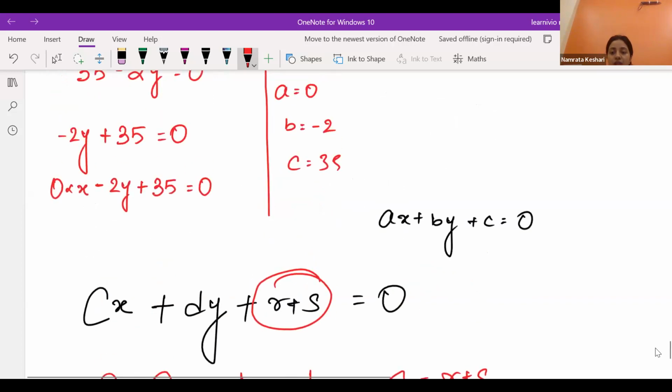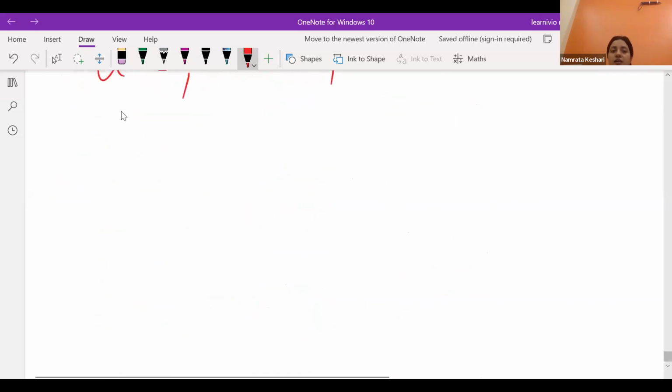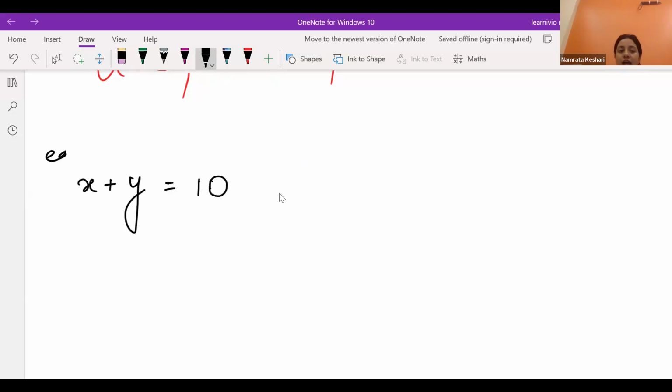So till here we have discussed in the last class. Now today we are going to discuss the solution of linear equation in two variables. Suppose we are having x plus y is equals to 10. Just an example. This is a linear equation in two variables, right? Yes, it is not in a standard form, but this is a linear equation in two variables. Yes or no, Aleph, Afia, and Khadija? Yes, ma'am.